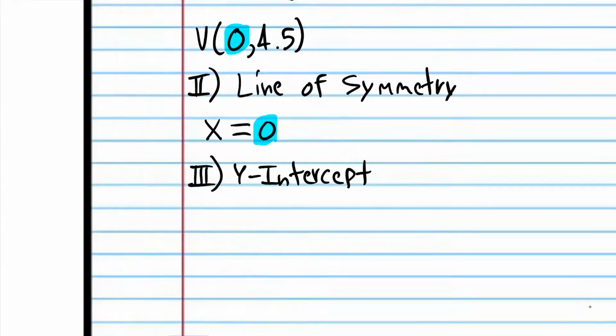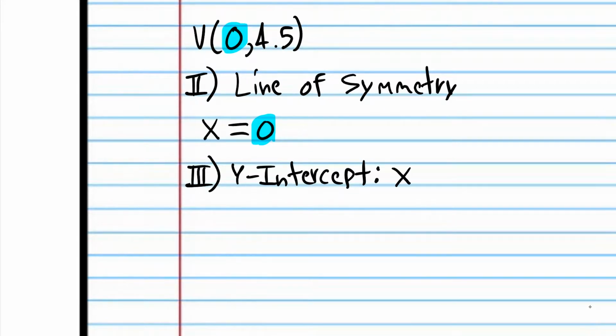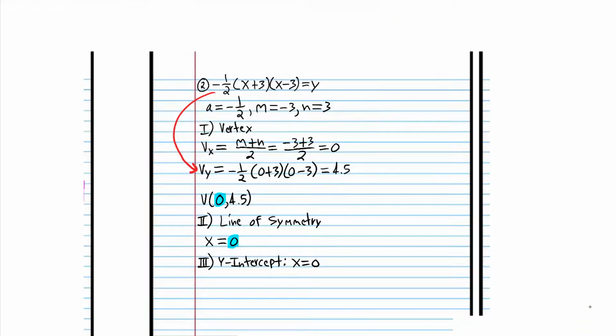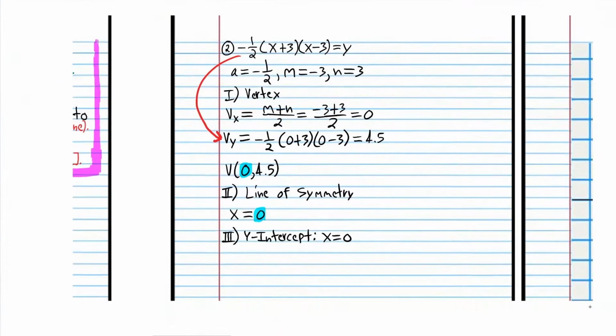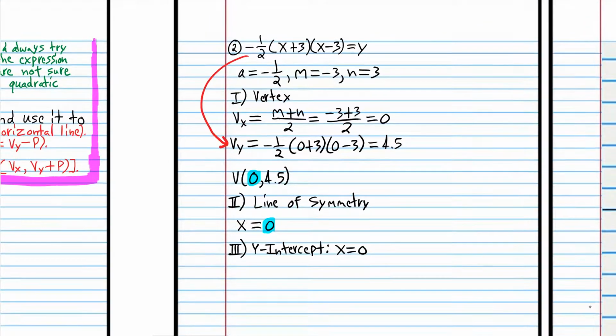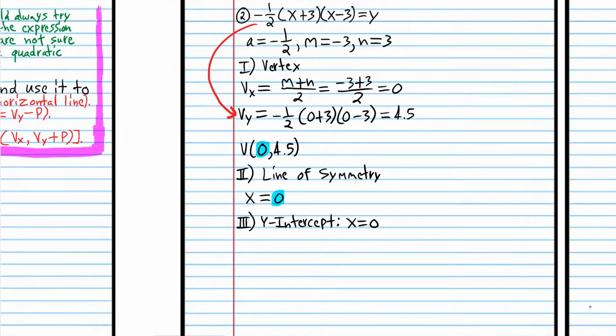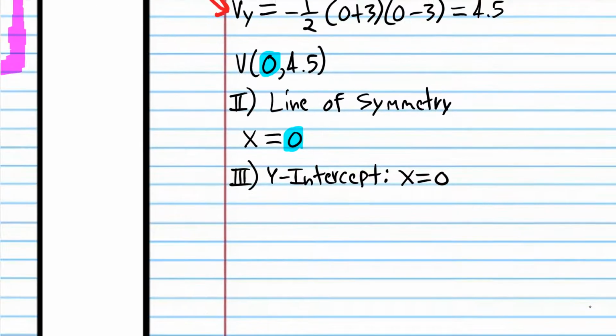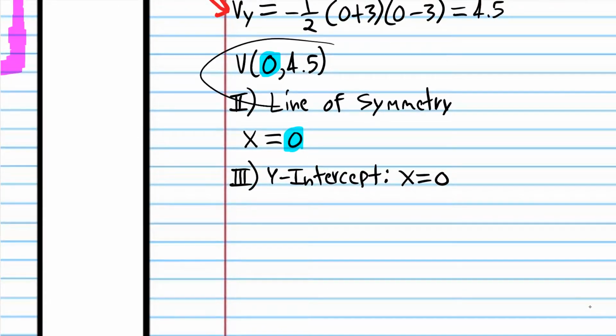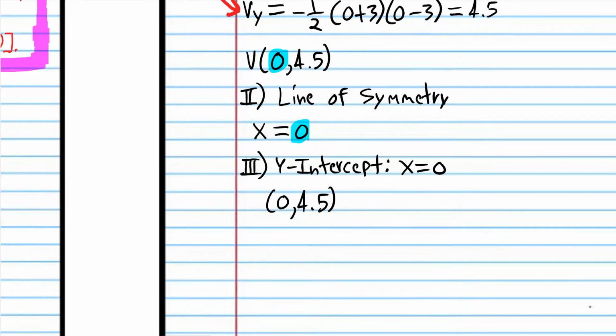Step 3 is to find the y-intercept, and of course when you do that, you let x equal 0. We're going to plug in 0, but we don't really need to do that, because when x is 0, we already know that it's just going to be the actual vertex. The y is going to be 4.5. So the y-intercept is just going to be the same as the vertex. So that step actually wasn't really that helpful.